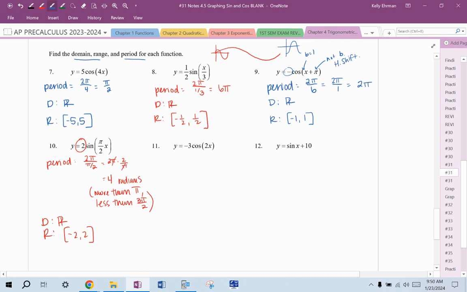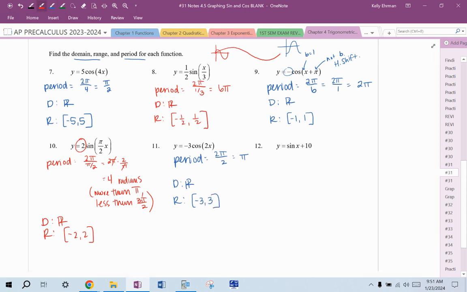For this one, the period is 2 pi divided by 2, which is pi. So that's a horizontal shrink. This graph is skinnier because it completes the cosine curve between 0 and pi. The amplitude is 3, so the domain is all reals. The range is affected by the 3, so this graph will stretch from -3 to +3.